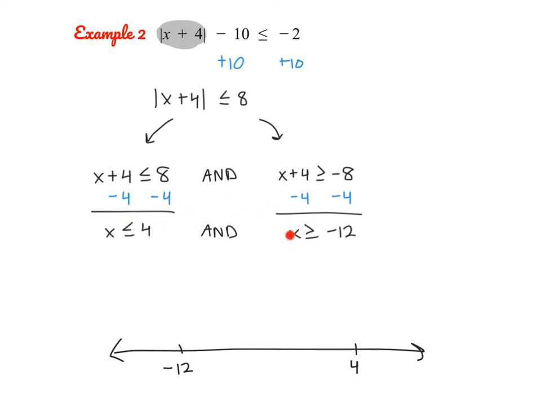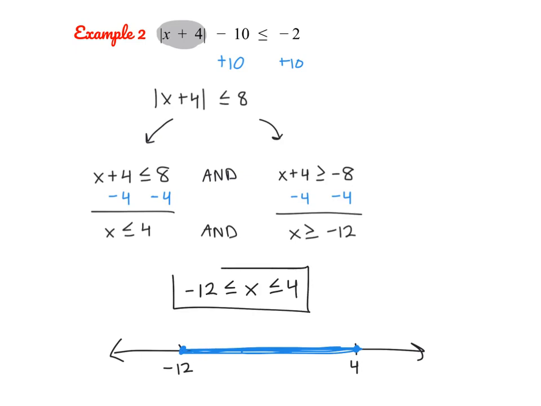So this says when x is greater than or equal to negative 12, so we start here and we start going in the positive direction, and it has to be less than or equal to 4, like this. So since it's bound between these two numbers, as you can see here, we can write it like this. Negative 12 is less than or equal to x is less than or equal to 4. And there you have it.